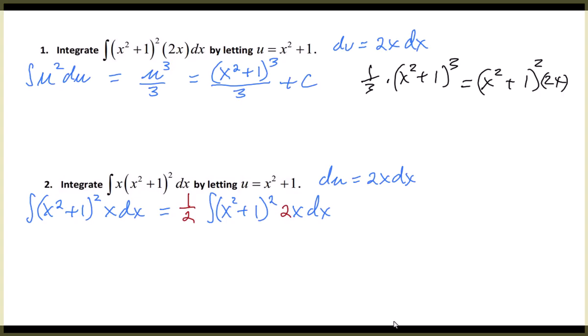I needed 2x dx out there for my du, right? I didn't have it. But if I multiply by 2 on the inside and multiply by 1/2 on the outside, those cancel each other out. Now then I can do my u substitution. The 1/2 on the outside stays there because the 2 on the inside is part of the du. And now we're kind of back to where we were before.